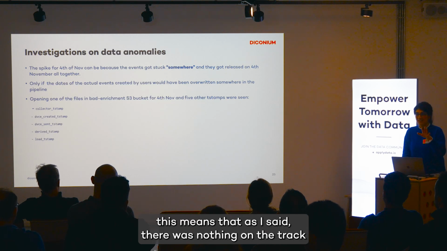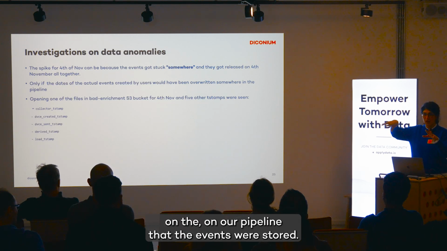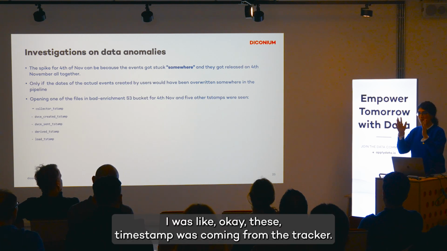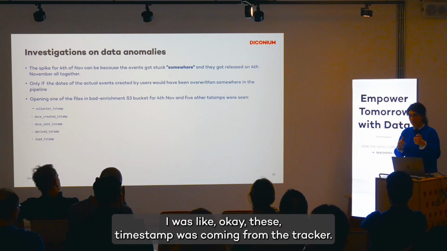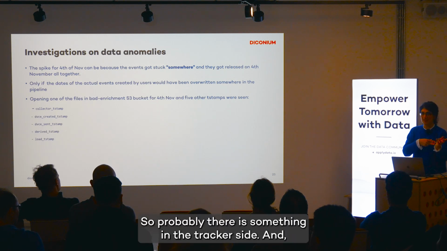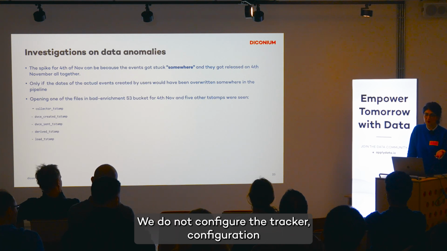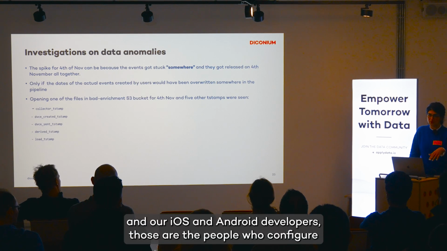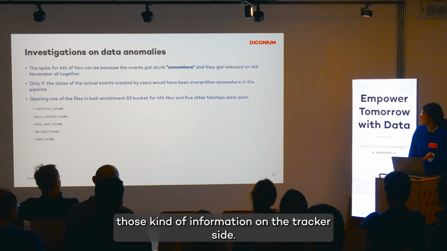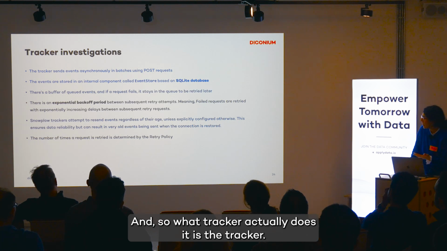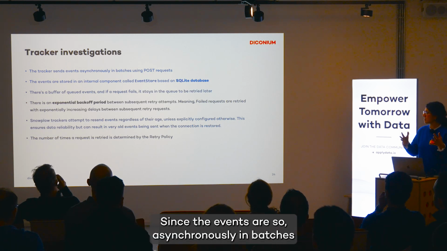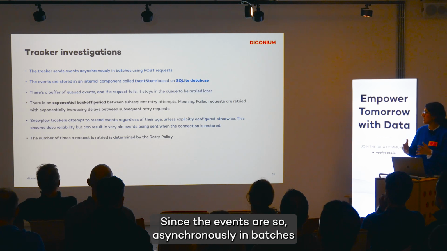So in this file we saw different timestamps, and I thought, okay, as I said, there was nothing in our pipeline where the events were stored. These timestamps are coming from the tracker, so probably there is something on the tracker side. I started to investigate the tracker, because we are data engineers and we do not configure the tracker. Our iOS and Android developers are the people who configure that information on the tracker side. And what the tracker actually does is send the events asynchronously in batches.